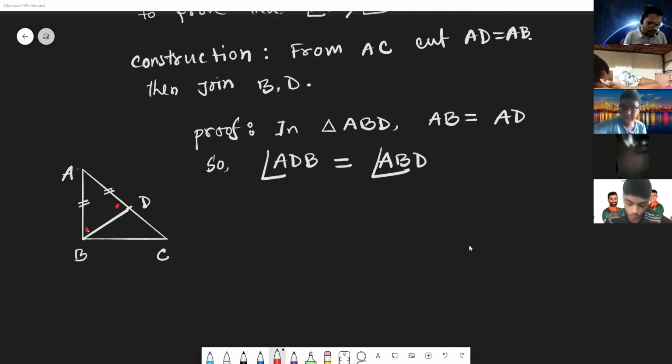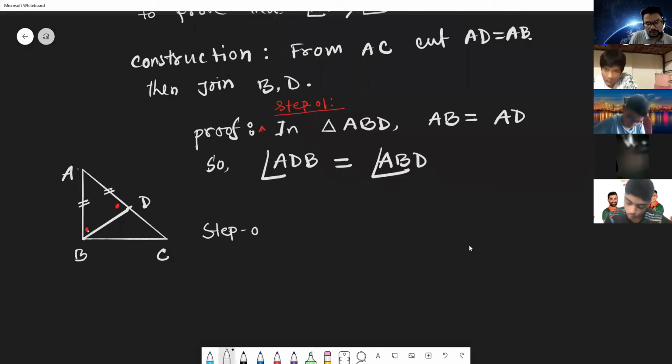Now you can write here, this is step 1. I think if we follow the steps, it will maybe be easier for us. This is step 1. If possible, write here step 1. So now step 2.